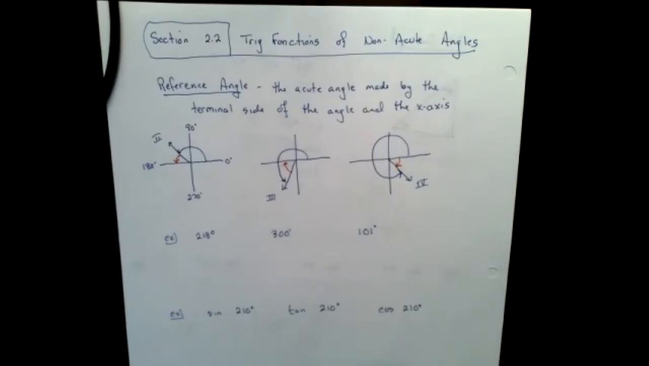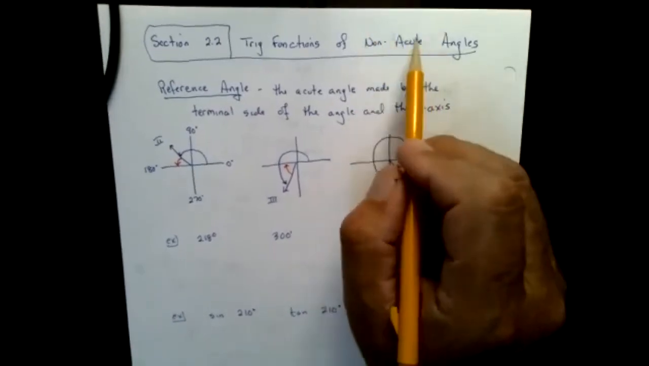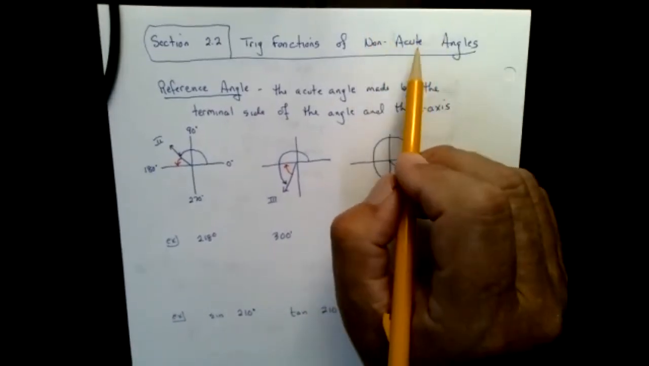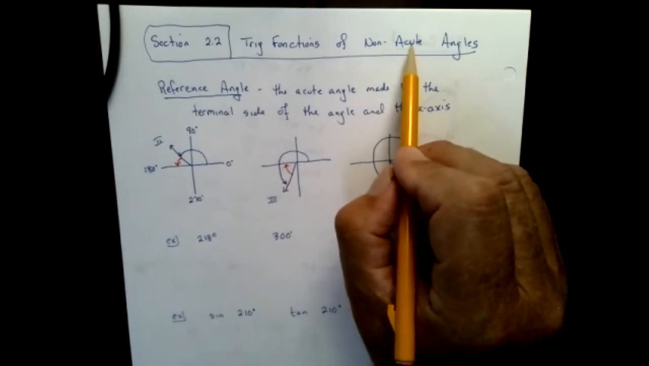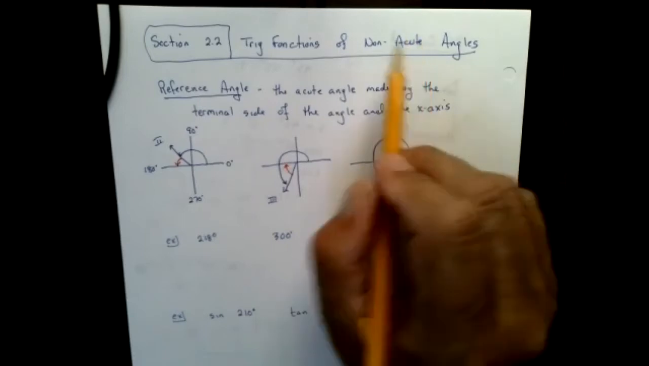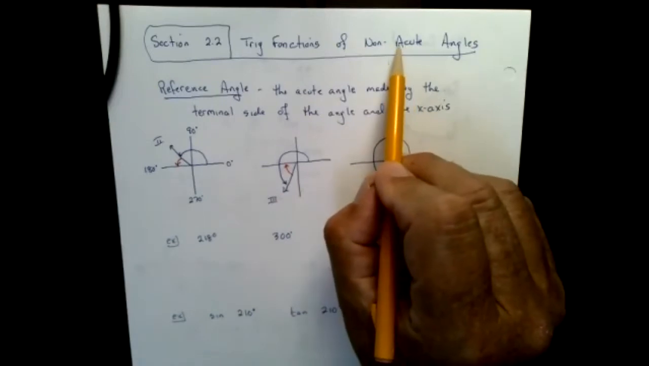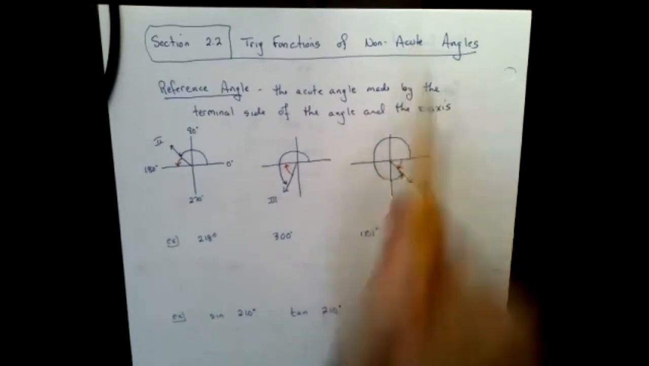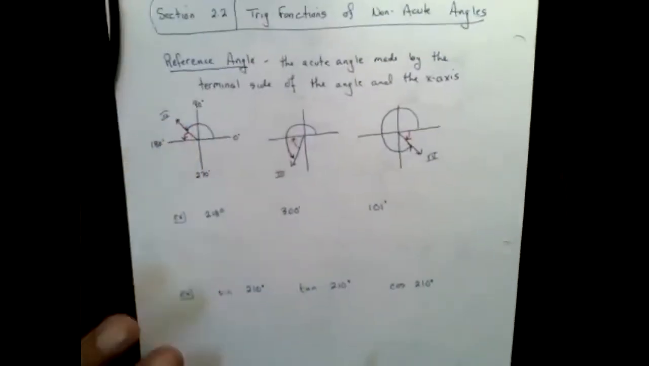Section 2.2. Again, I'm going to keep working on the verbiage here. Acute angle was the little cute ones. Acute was from 0 to 90. Everything was in the first quadrant. Now, all of a sudden, I'm going to jump to bigger angles, bigger than 90, that can be in any of the 4 quadrants, really.